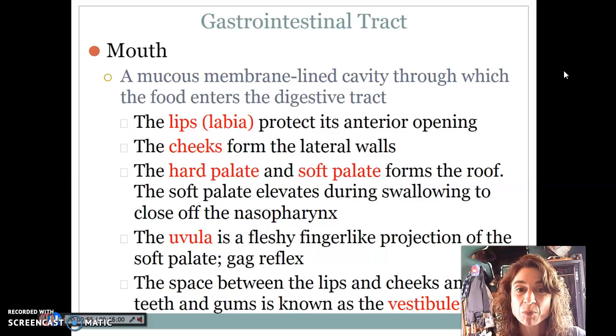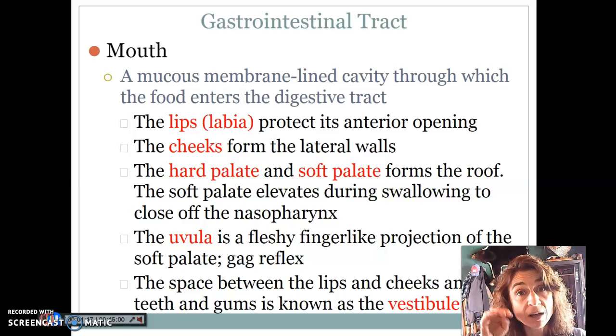Okay, we're going to start at the top with the mouth. So we know the mouth is just the entrance to the digestive system or the GI tract. It's just a mucous membrane-lined cavity. The parts of the mouth are the lips, or the medical terminology is the labia, basically to protect the opening. The cheeks form the lateral walls. The hard and soft palate we're familiar with.